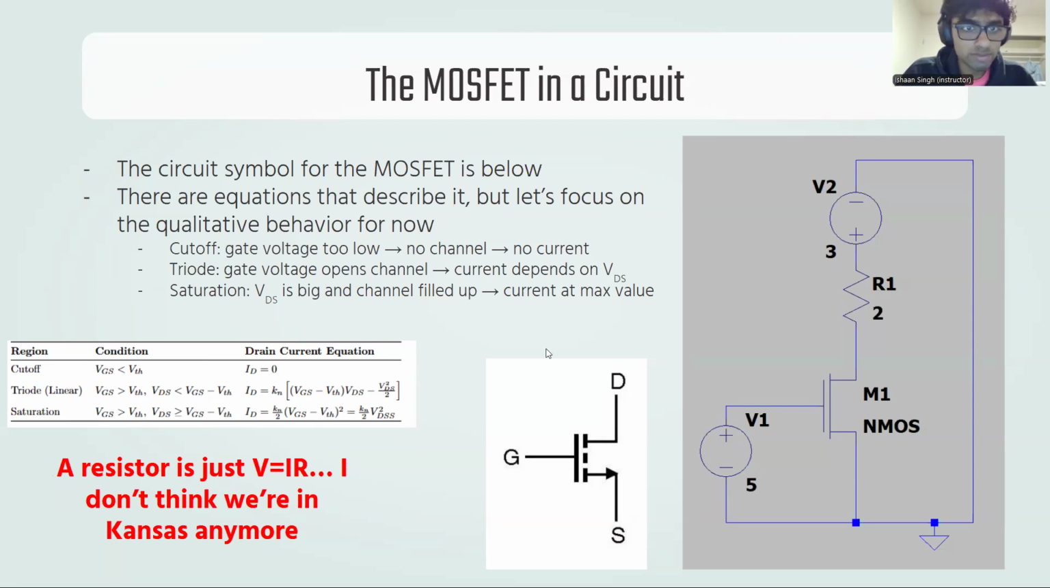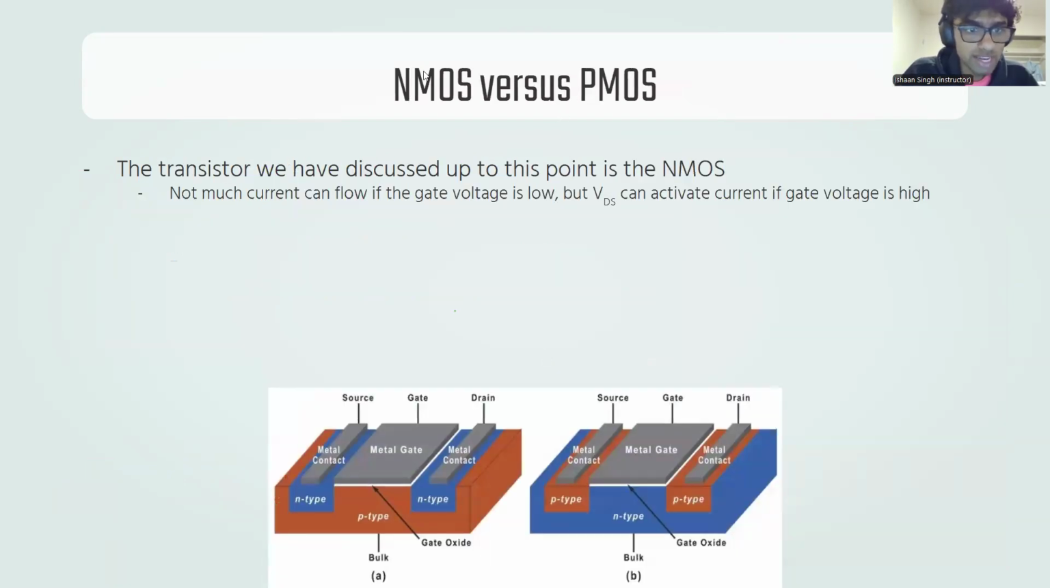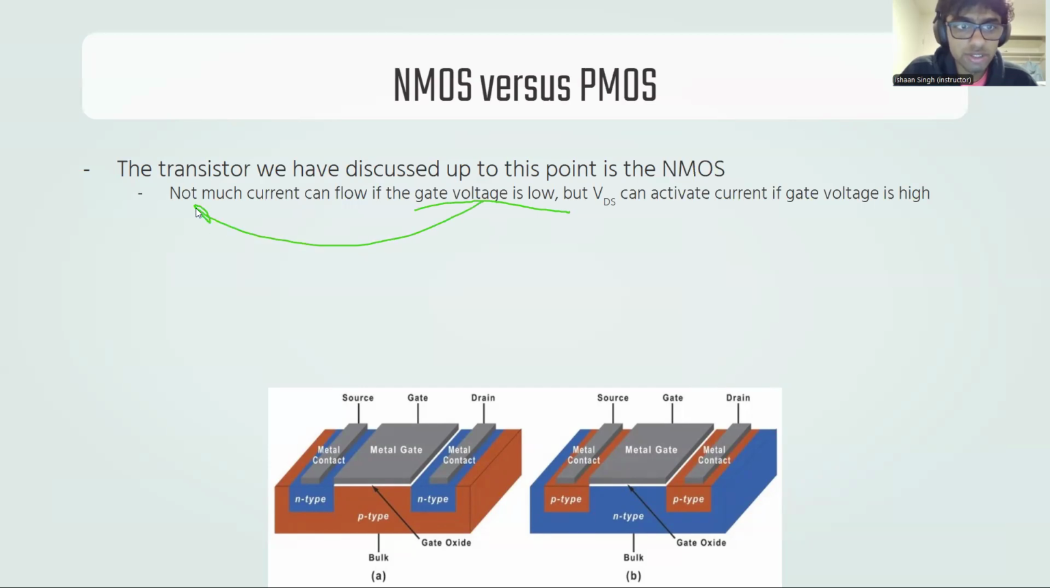So let's go ahead and discuss the PMOS transistor now, okay? So this is what was asked about earlier. What if we swapped the N and P regions? What would happen if we do that? So for the NMOS, which is what we were discussing until now, if the gate voltage is low, not much current flows, okay? But if the gate voltage is high, then VDS can send through some more current, okay?